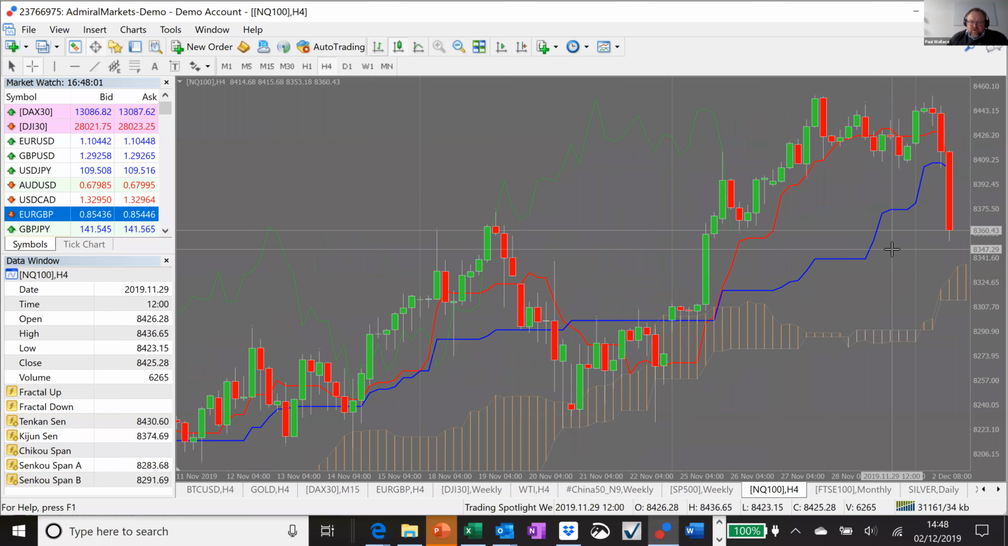So there you go, ladies and gentlemen. I hope you found that useful. I hope that gave you a little bit of insight into the Ichimoku trading indicator, that it demystified it and cleared it up for you a little bit, and helped you to see it in a new light.